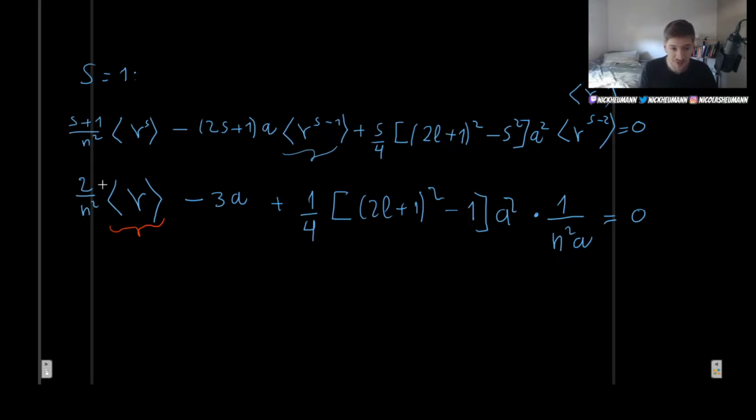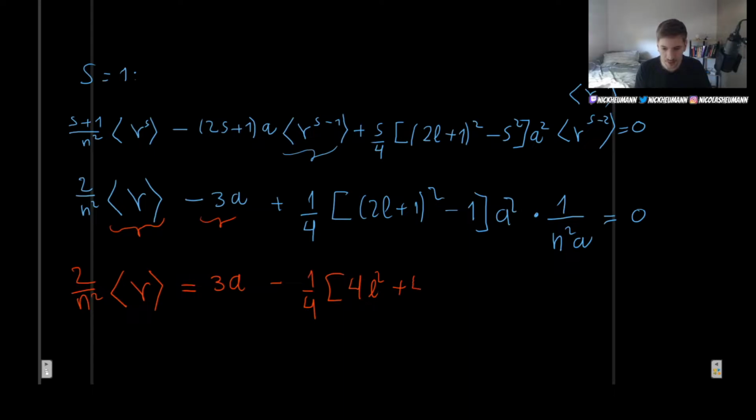So let's do that. Let's leave this on the left hand side, so we get 2 over n squared expectation value of r, and this is going to be equal to, and let's put everything to the right hand side. So we get plus 3a from this, minus 1/4, and let's expand whatever is in here. So we get 4l squared plus 4l plus 1 minus 1. All right, so the ones will cancel out, and we have 1/4 and these 4s, so maybe let's just cancel them. And we can actually factor this out as well, right? This is simply l times l plus 1. So this big thing is now simply l times l plus 1.